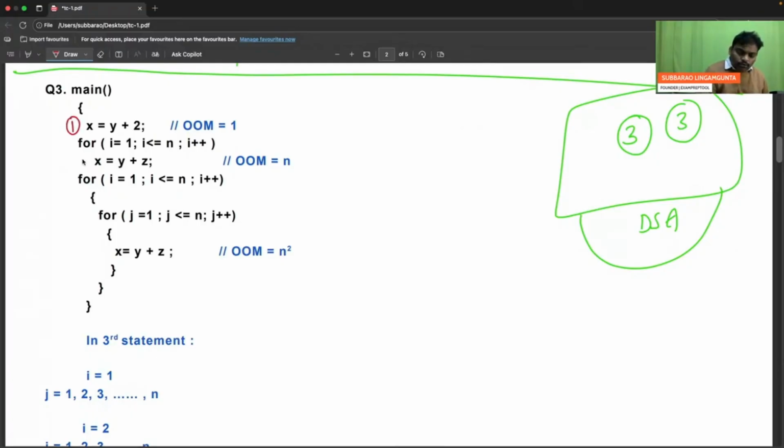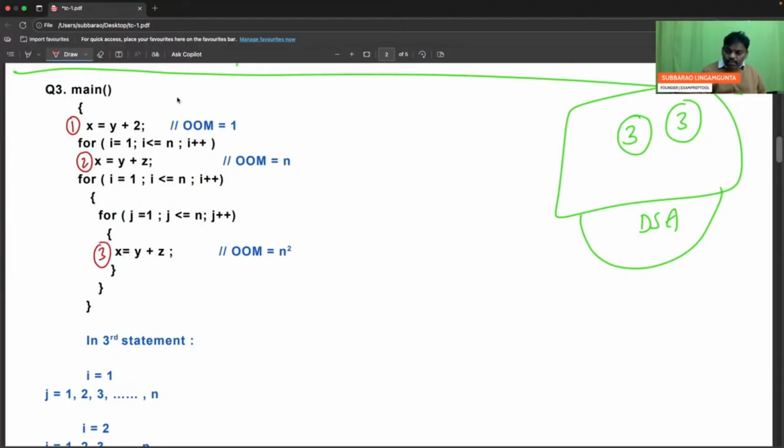Statement number 2. First identify how many statements are there. Loops don't count, because of a loop, that statement executes many times. So first statement, second statement, third statement. This program contains 3 statements.